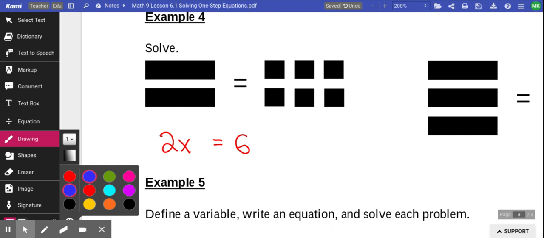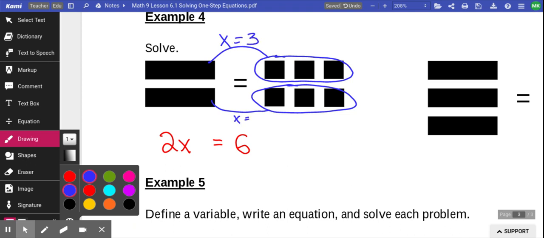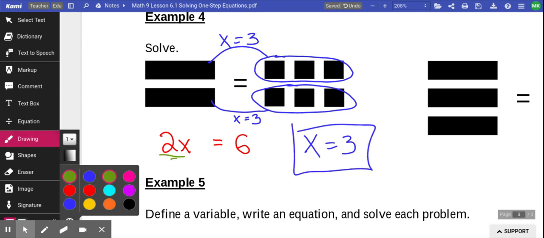So since I have 2 x's here, I'm going to try to break the second side up into 2 groups. So that would be one group, and this would be the second group, and those are equal. And then I can equate each one of these to a value of x. So I can see that x must equal 3 for this to be true. So that means my answer is x equals 3. That's the same thing as if we went in algebraically and divided both sides by 2. 6 divided by 2 is 3, so x equals 3. Same idea, just algebra tiles. Some people prefer the algebra tiles.